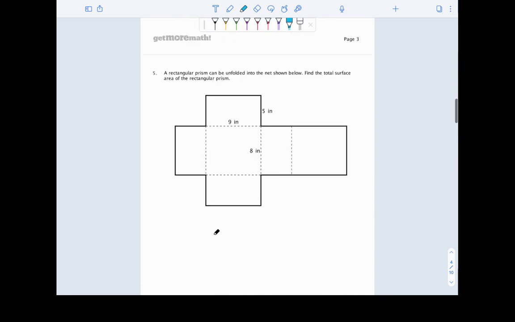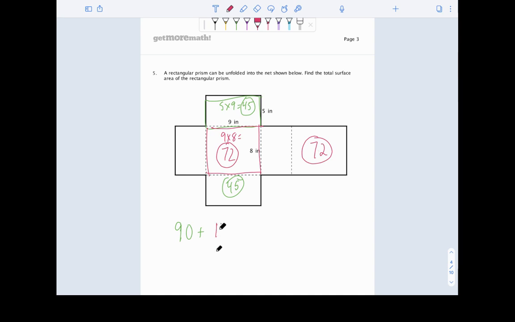All right, so this one here. 5 times 9 is 45, which makes this 45. So 2 of those, 45 and 45, is 90. Then I've got 9 times 8 for this one. 9 times 8 is 72, which makes this one 72, which makes it 144 when I bring it down. There are 2 of them. Plus, I've got this last one here.